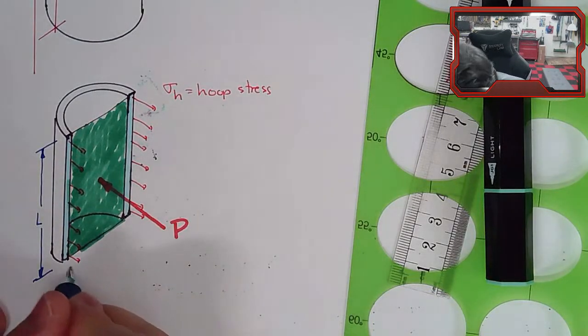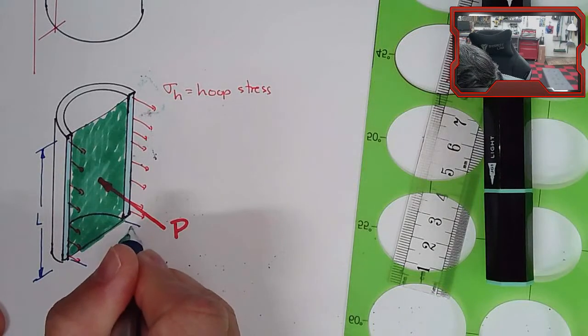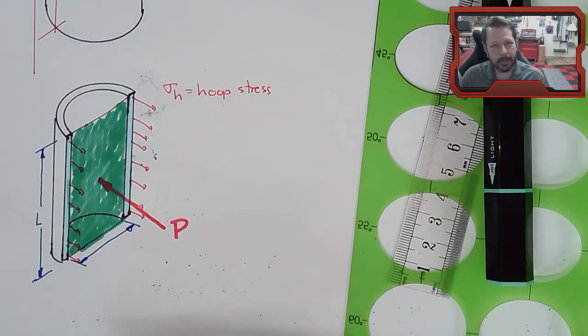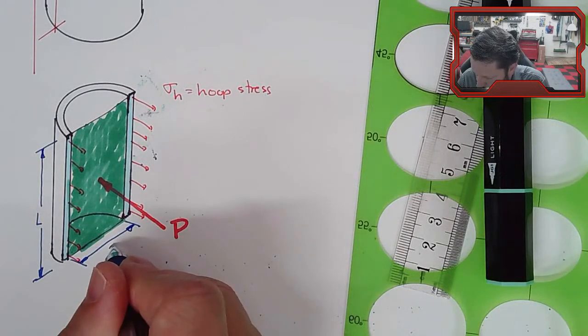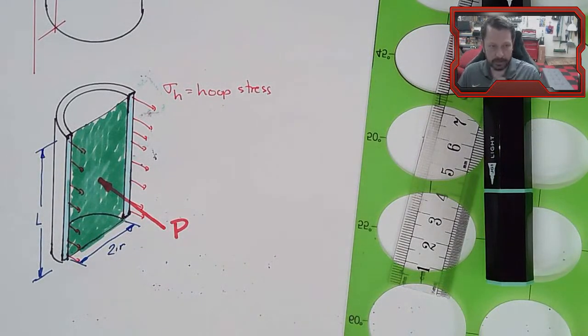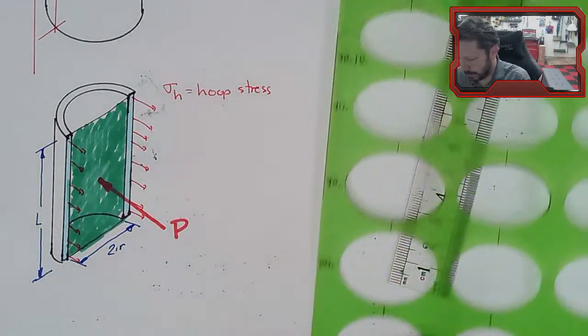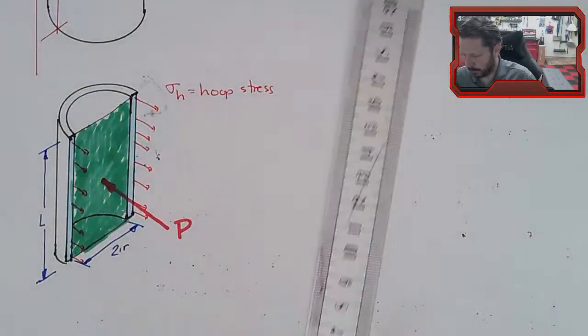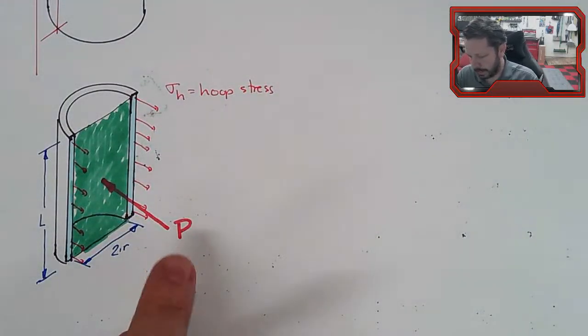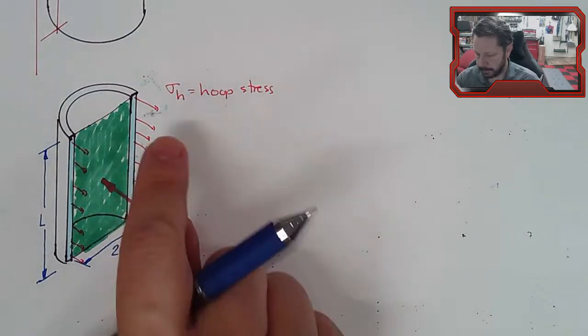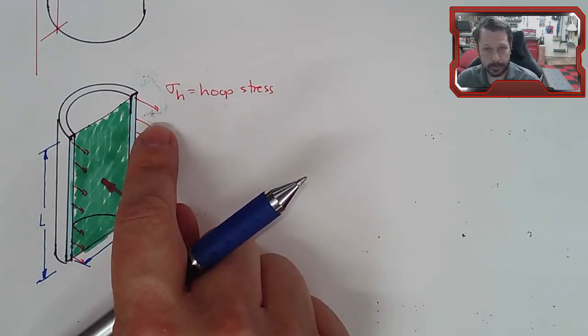And then we have this dimension, which is the inner diameter, but we've been using that R, so let's just call it 2R. So the 2 times the inner radius. All right. Now let's do the same thing that we did before when we find the force associated with the internal pressure and find the force associated with the hoop stress.